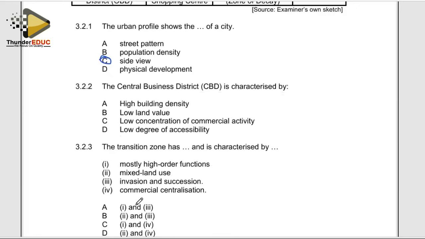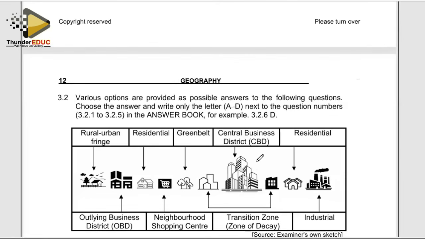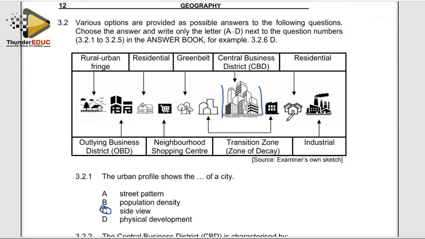The central business district, the CBD, is characterized by, let's look here. Our CBD is here. We can see in the CBD, there are high-rise buildings. Why do we have high-rise buildings? Land value is expensive and there's no more space for expanding horizontally. And also the density of buildings is high because of limitation of space. The buildings are closely spaced for the reason that there is no more space to waste.